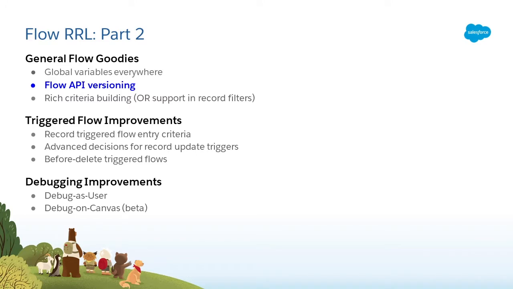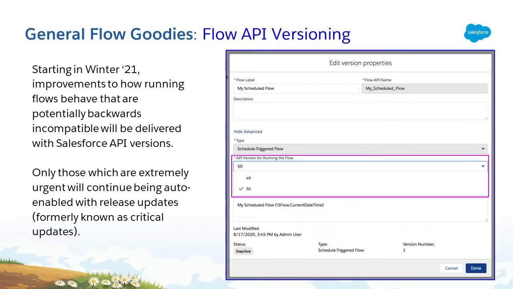Now that was the appetizer. It's time to jump into something a little more meaty. Let's talk about Flow API versioning. Starting in Winter 21, improvements to how running flows behave that are potentially backwards incompatible will be delivered with Salesforce API versions. Only those which are extremely urgent will continue being auto-enabled with release updates. Phew, what the heck did that mean? Let's pause for a minute and take some time to unpack that statement.